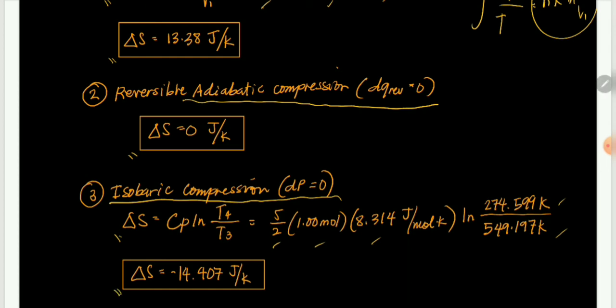Okay? So this is the sample problem, or this is how you calculate delta S for each PV process.